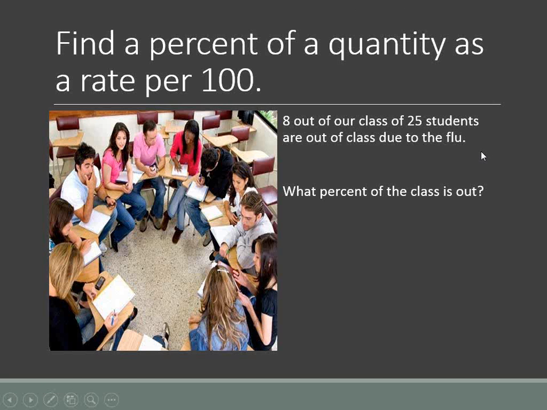So we want to ask what percent of the class is out. If we're looking at what percent of the class, we have to relate how many people are out compared to the total class. Well, the 8 out of 25 does not give us a percent because it gives us a rate per 25. But if we multiply both the top and bottom number in that rate, 8 people per 25 people, by 4, we'd see that the bottom number, the rate per 100, comes out to be 32.